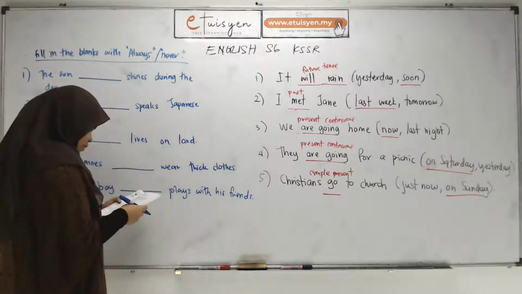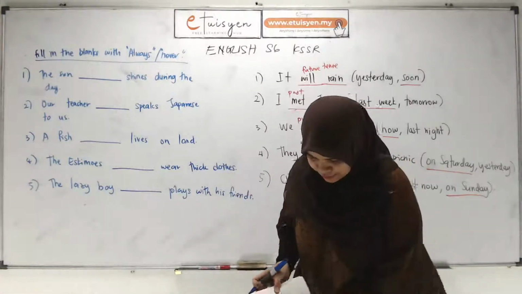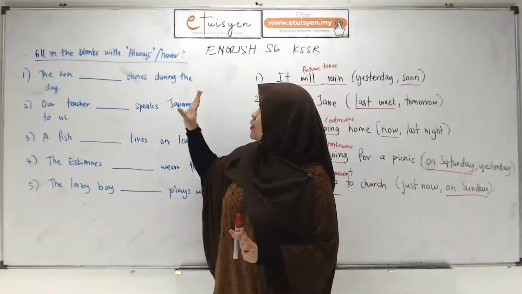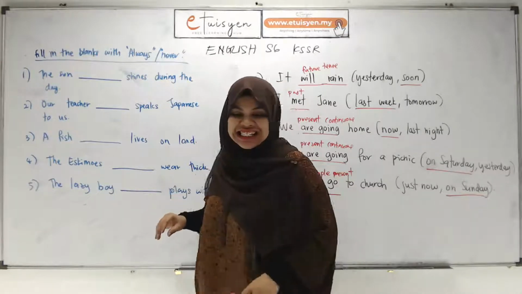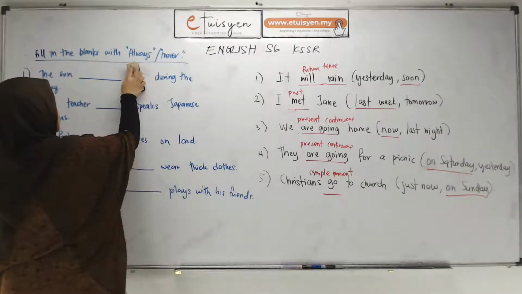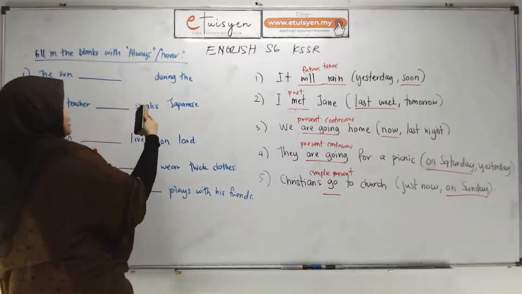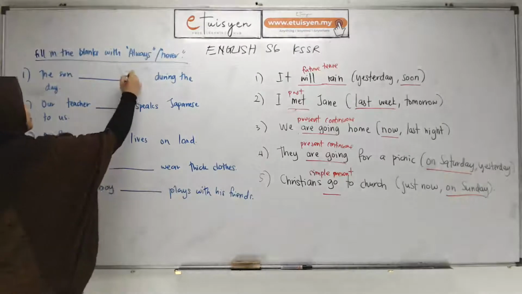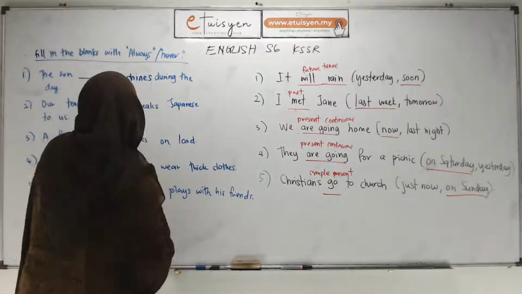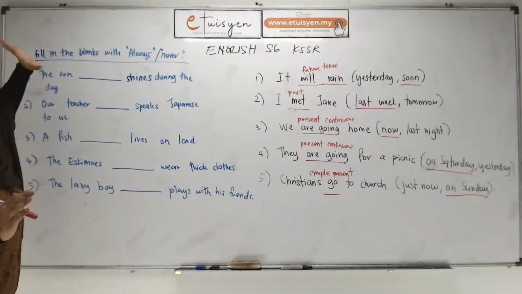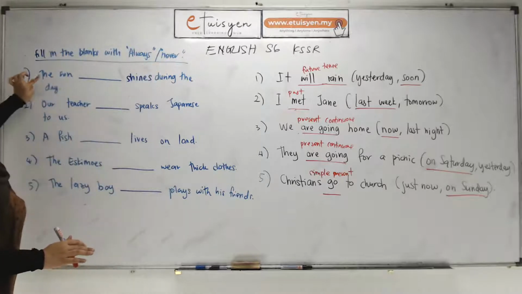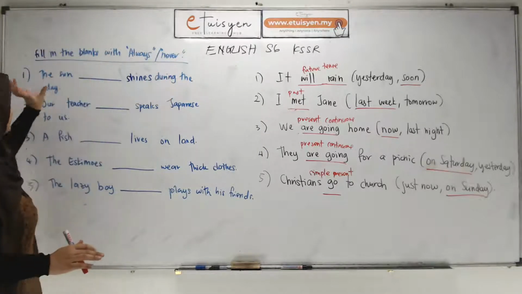Okay, right, so let's go through this. What you need to do is fill in the blanks with either the word always or never. Okay, so the sun blank shines during the day.